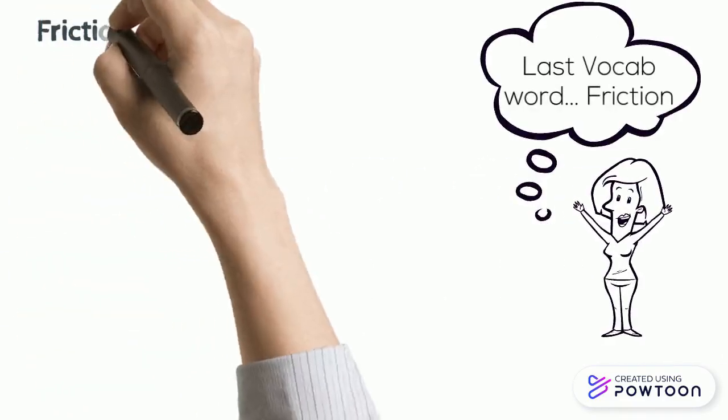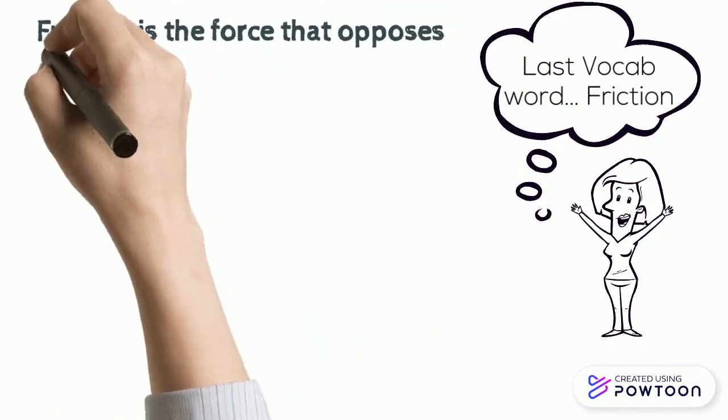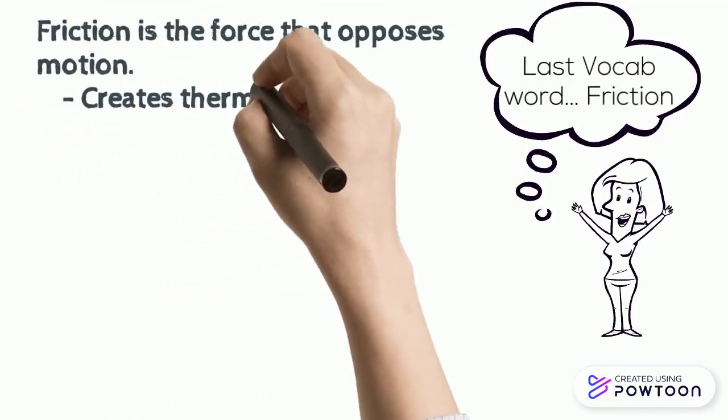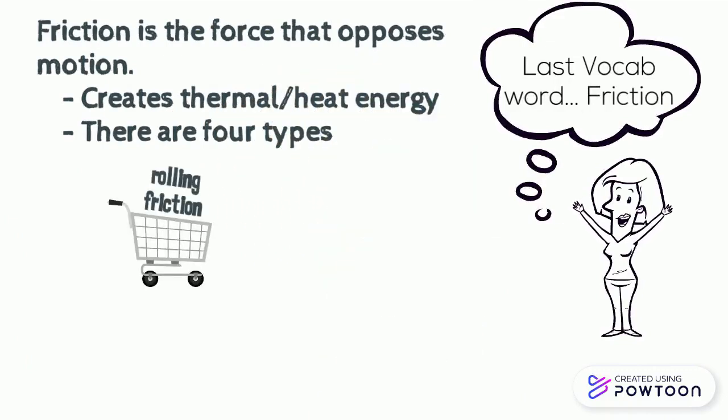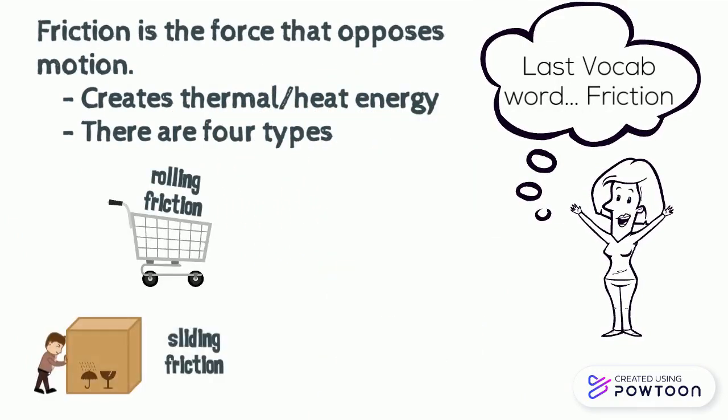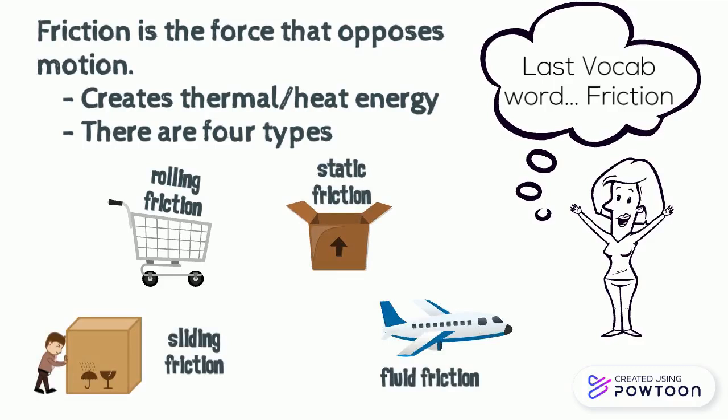Our finale goes to friction. Friction is a force that opposes motion and creates thermal and heat energy. There are 4 types. We've got rolling friction that has wheels or ball bearings, sliding friction where 2 surfaces go against each other, static where it sits still, or fluid that goes through a liquid or a gas.